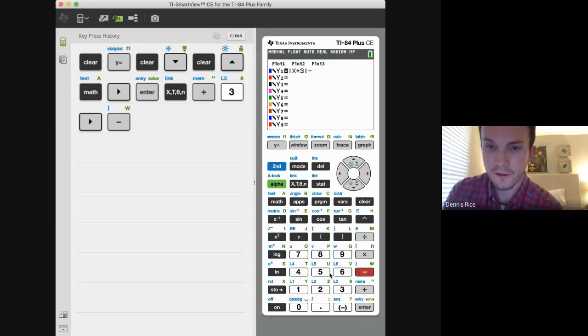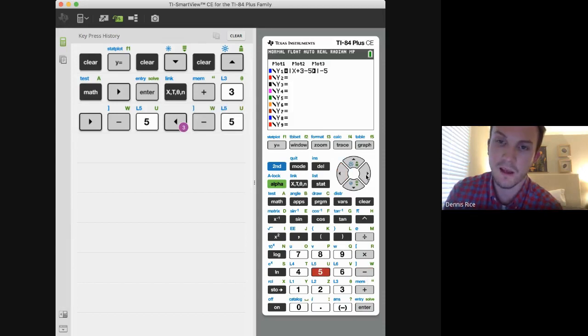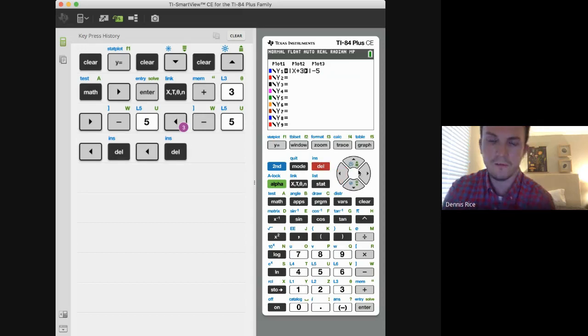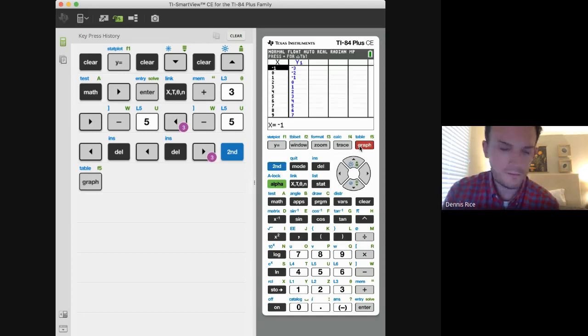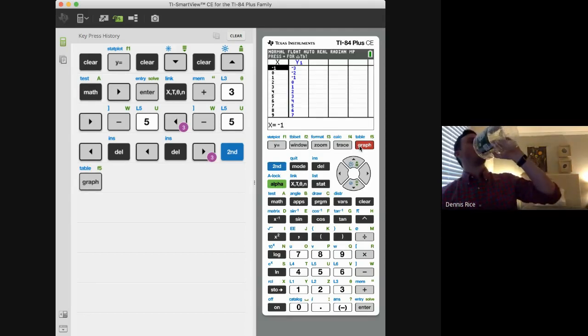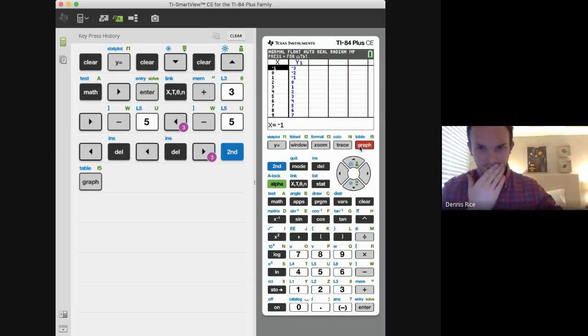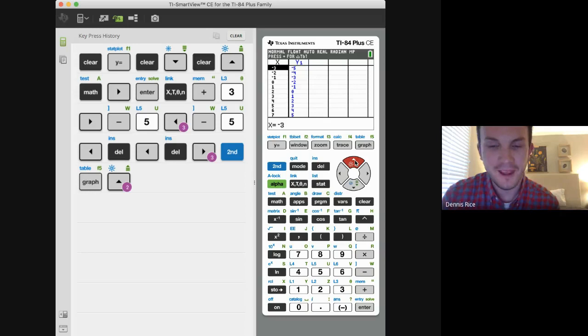minus 5. Okay, be careful with typing in versus out. For example, let's say you type really fast and you might have typed that. So make sure when you want to move out of the brackets, you hit the right key to go outside the brackets. Now we'll hit second graph.